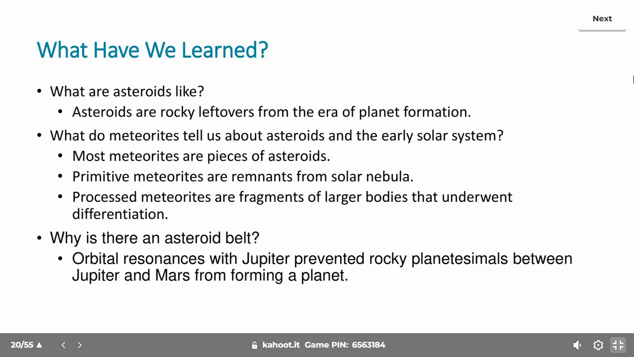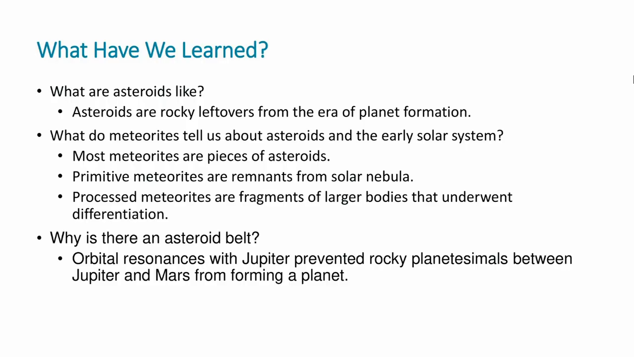So asteroids, the rocky leftovers of planetary formation. Most meteorites that we collect on Earth are from asteroids, but we do get some from, say, other planets or our moon. Why is there an asteroid belt? You get gravitational influences from Jupiter and Mars that prevented any planet from forming in that region of space. And so the asteroid belt is just the leftover material. Any questions about asteroids?